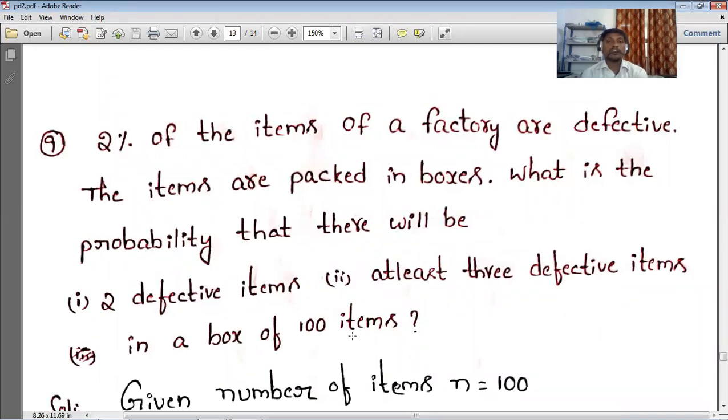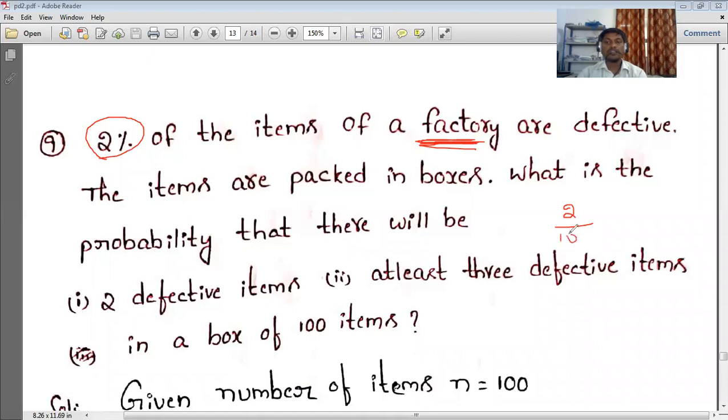So till now, in the problems we solved, they gave the average. Average means mean, they gave it and we calculated. But here, what they are saying, see here: 2% of the items of a factory are defective. It means some factory is there, some manufacturing company or factory. In that, some items or products they're manufacturing. So obviously when they are manufacturing anything, some defectives will be there. So that one they mentioned here, 2% of the items. 2% of the items in the sense is 2 by 100.